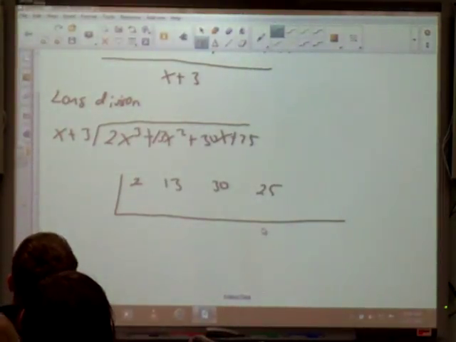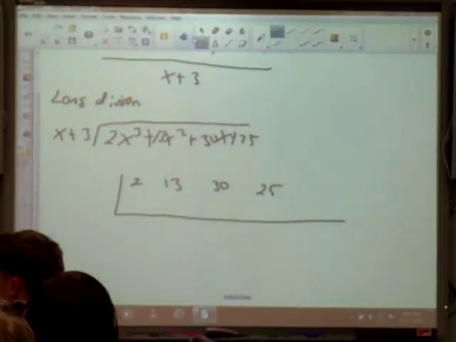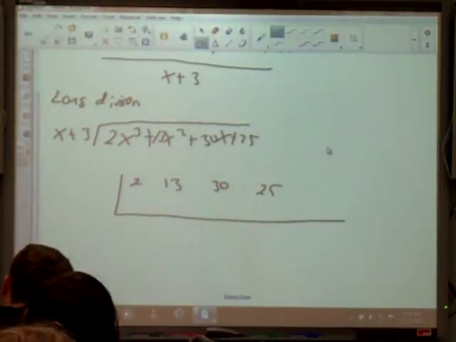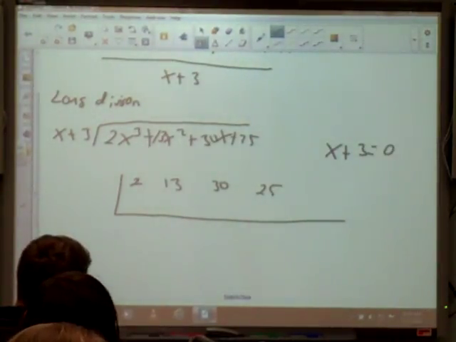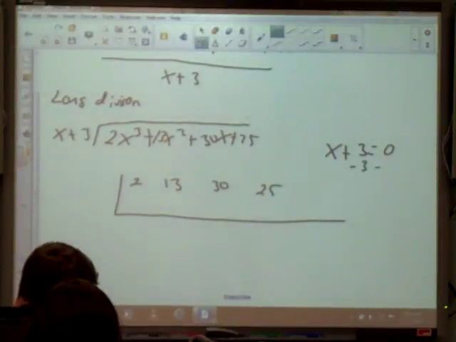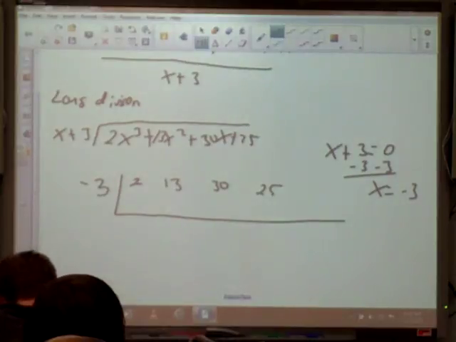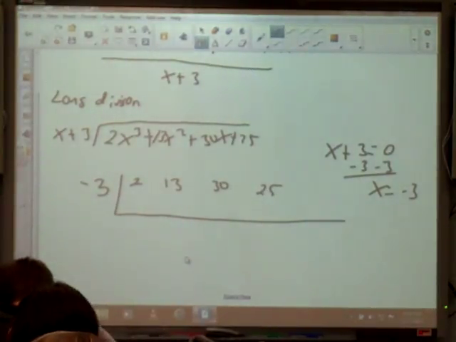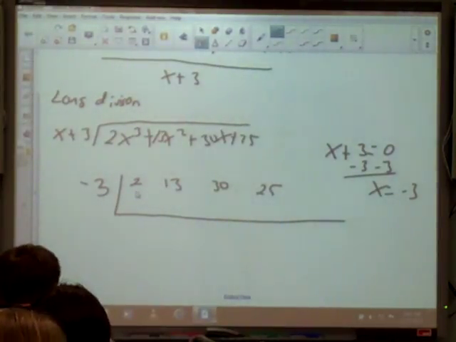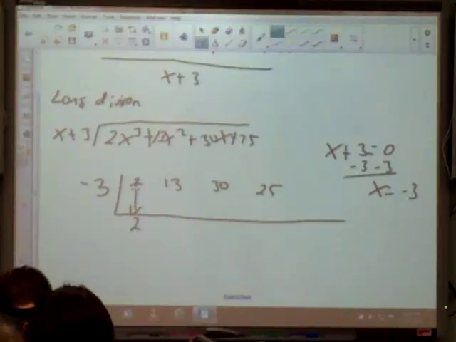Now what we put outside the box, we take what we're dividing by, x plus 3, we set that equal to 0 and solve. So that means a negative 3 goes outside my box. Okay? Now to get your whole process started, you're going to drop your very first number all the way down. So I'm going to put a 2 down there.